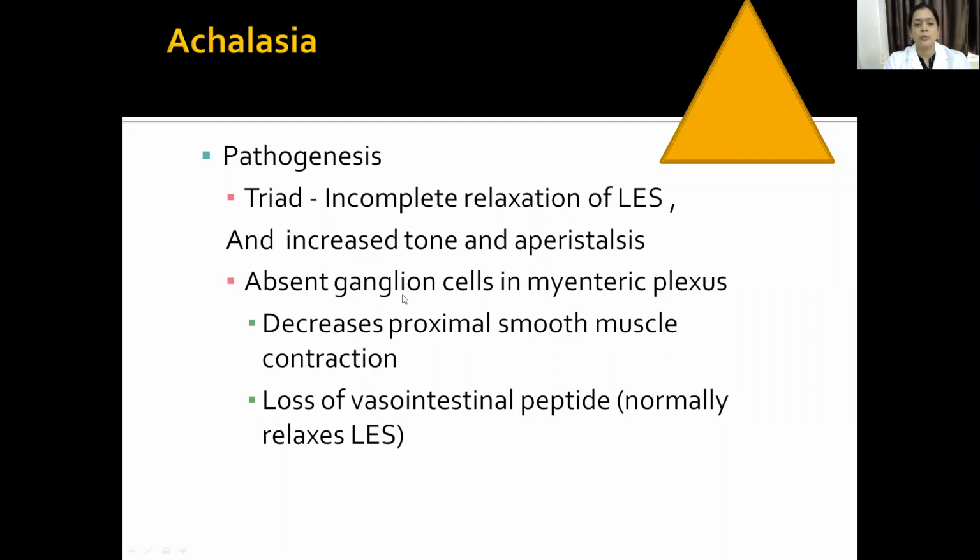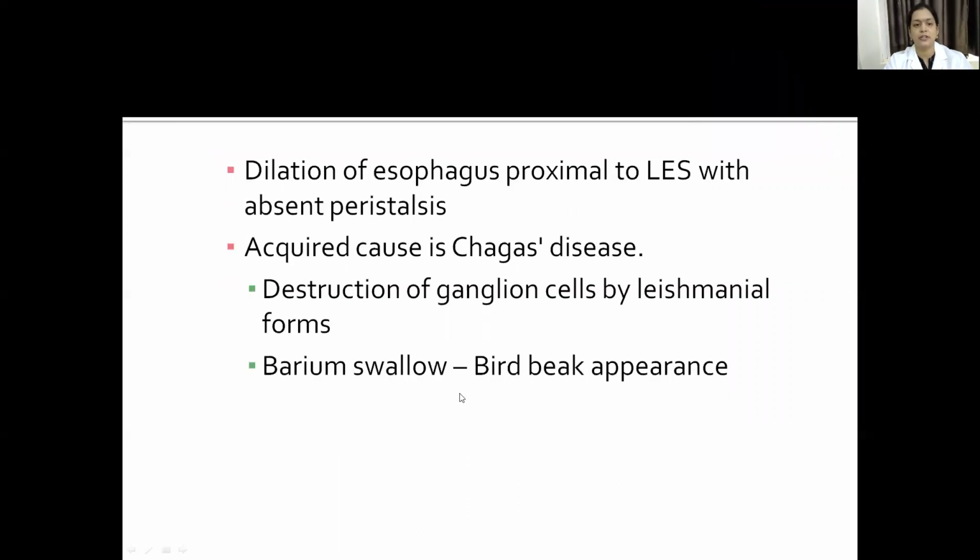So this happens when there are absent ganglion cells. You know, the nerve is the one which sends a signal to coordinate, right? That doesn't happen here. So there is decreased proximal smooth muscle contraction and loss of VIP, that is one of the things which relaxes the lower esophageal sphincter.